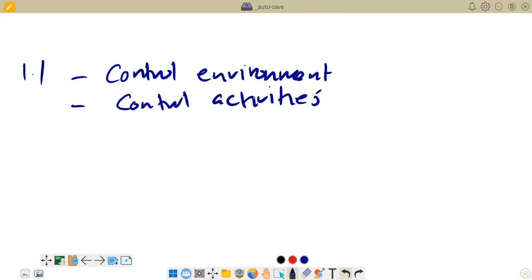Then control activities basically means ensuring that the proper controls are in place and using accounting systems to verify that controls are actually functioning in the proper way as intended. This can include regular control testing that can be used to check these internal control systems. So this is what we have in terms of 1.1. Then we can move on to the next question.